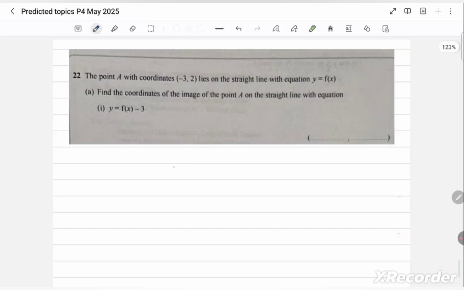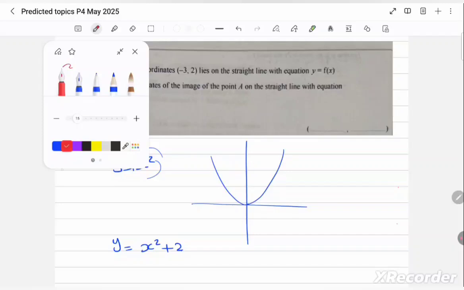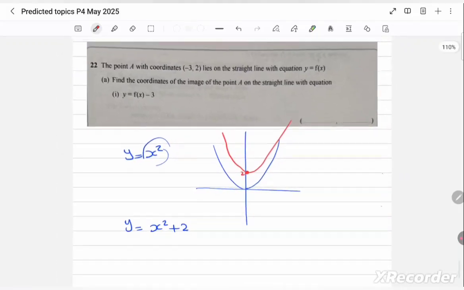For example, if you have y equals x squared, the graph should be something like this. And if you have y equals x squared plus 2, what does it mean? That this x squared graph is moved up by 2. So it should be something like this, at 2, it moved up by 2. This is as an idea. The sketch is not good, but it's just to make you understand the idea.